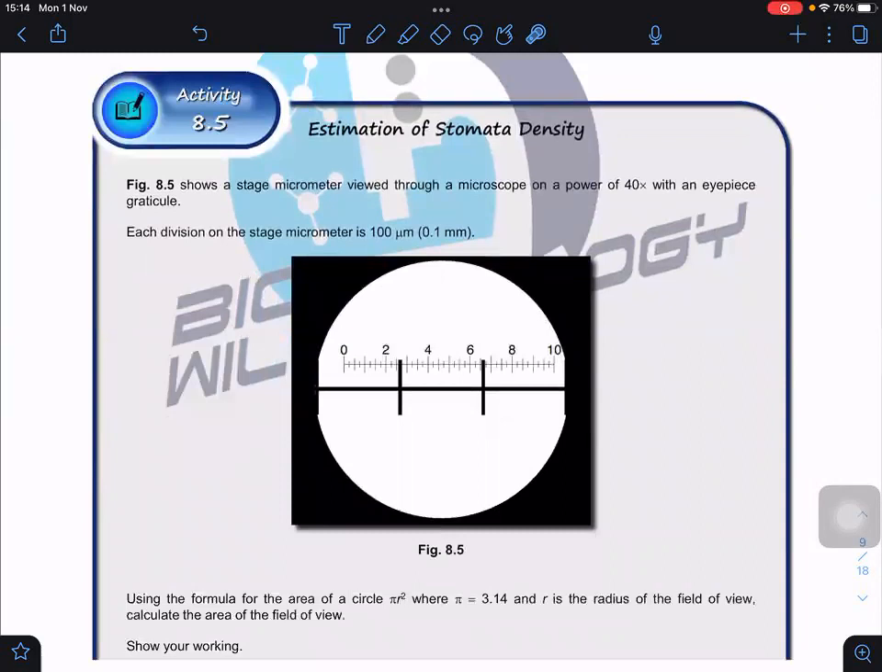Okay, so let us learn how to estimate the stomatal density. Let us look at figure 8.5. Figure 8.5 shows a stage micrometer viewed through a microscope on the power of 40 times with the eyepiece graticule.